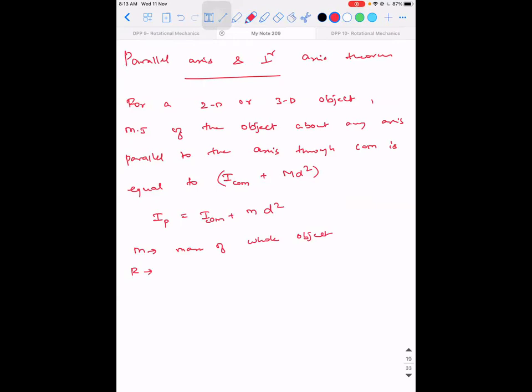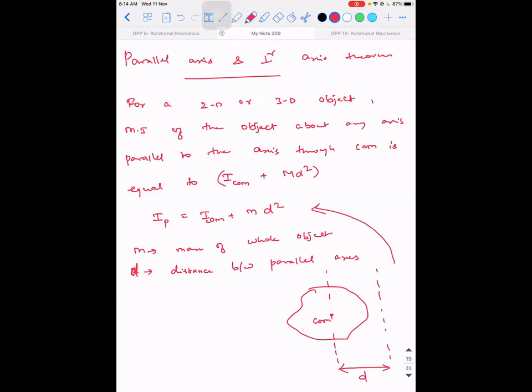and d is what? Sorry, d. What is d? The distance between the parallel axes. So if you observe it diagrammatically, if you know the moment of inertia of any system about its center of mass, then about any axis which is parallel to the given axis, which is at a distance d, is given by this formula. Okay.